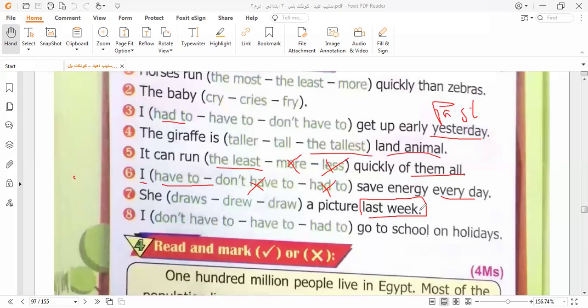Okay, we have "last week." Last week is expressing past. So the answer will be "drew," because "drew" is the word that expresses the past. Go on. "Go to school on holidays." So here, what do we use? What is the word that expresses that there is no need to do so? "I don't have to." Okay.